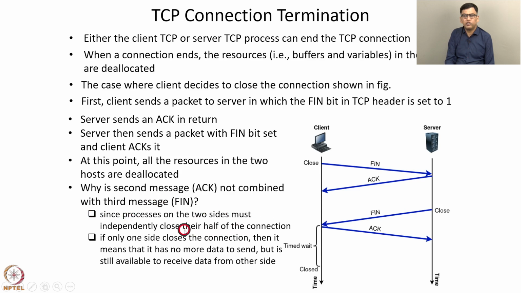So processes on the two sides must independently close their half of the connection. If only one side closes the connection, then it means that it has no more data to send, but it is still available to receive data from the other side. In our example, when the client finishes sending its data, it sends a FIN packet to the server, but the client is still available to receive data from the server in case the server has some additional data to send. Once the server finishes sending its data, then it will send its FIN packet. For this reason, the FIN and ACK are sent separately for the client and for the server.